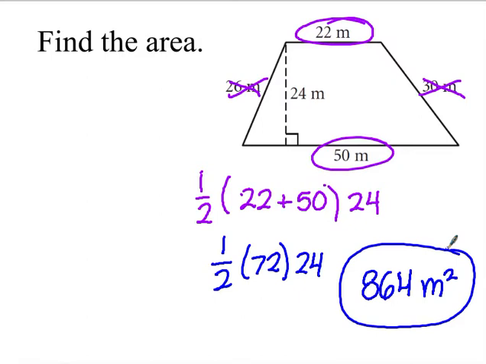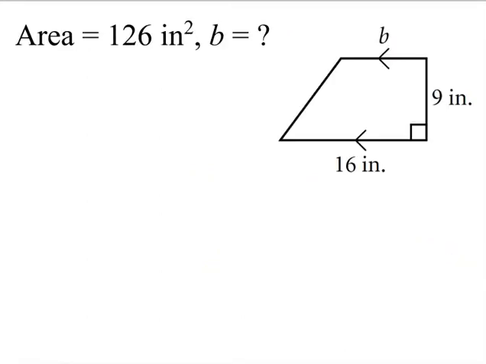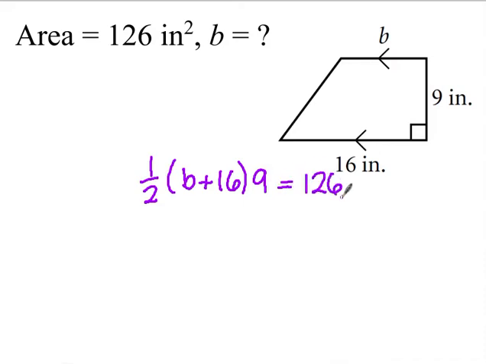Okay. Any questions about finding the area of a trapezoid? No. Final thing. Final problem. They give me the area, and I need to find B. So where do I start? 1/2, yep. 1/2 times 16 plus B, or B plus 16, times 9 equals 126. Very good. And so now I need to solve this.